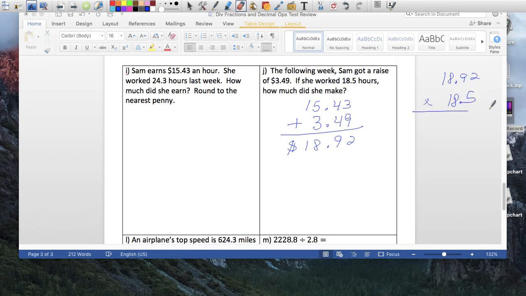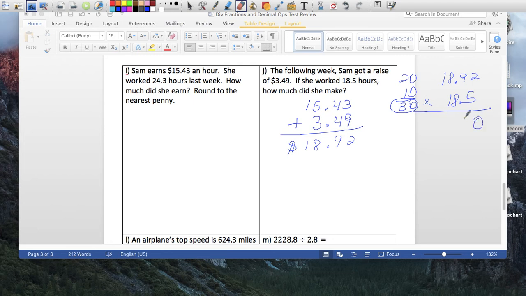And let's see how much she made with her new hourly wage. This has 2 decimal places. This has 1. So let me write it here: 2 decimal places, this has 1 decimal place. And again, 3 decimal places. So our answer is going to have 3 decimal places, and then we'll round if necessary.